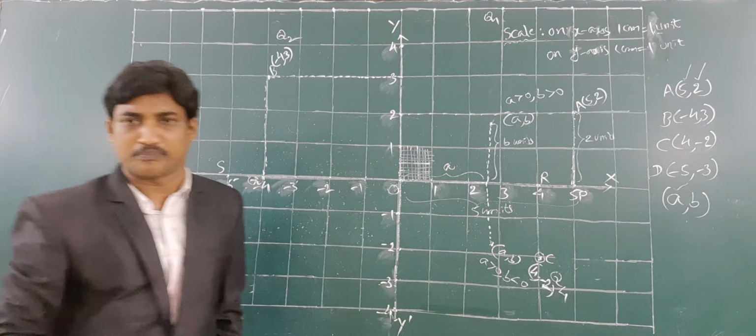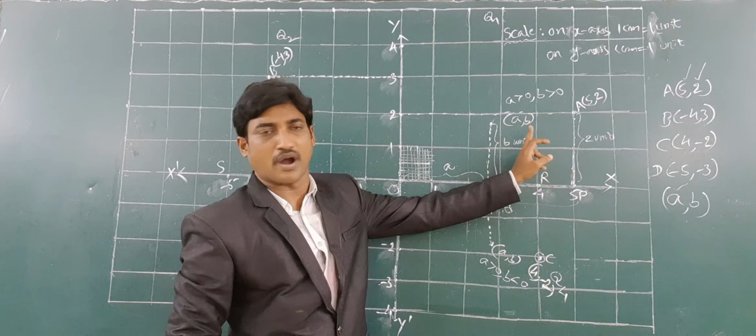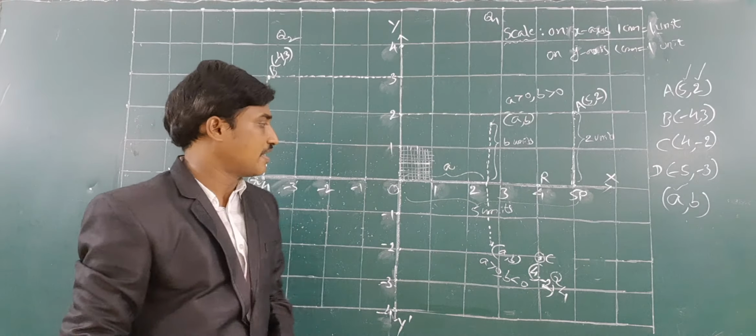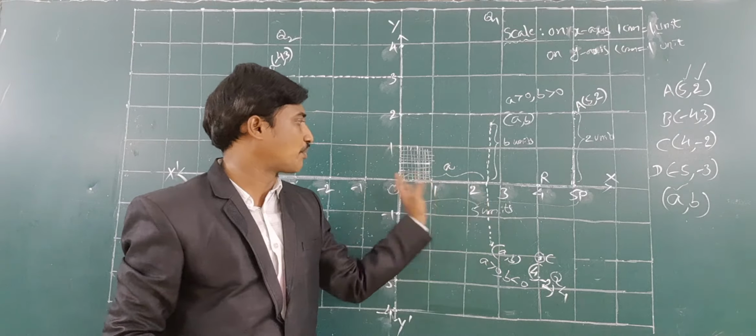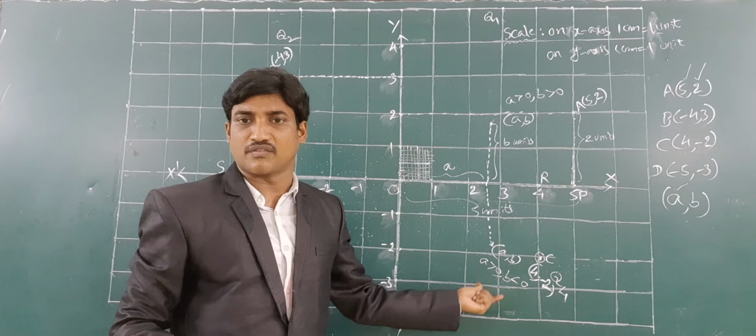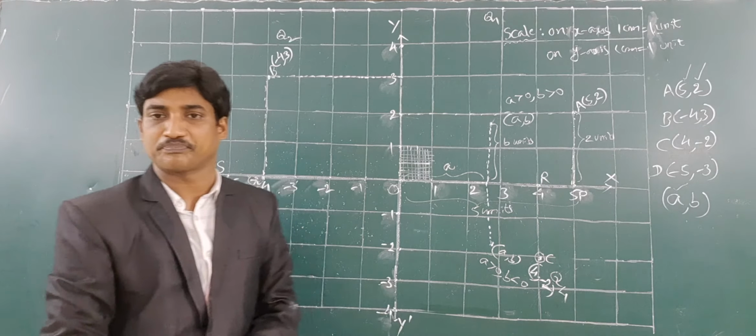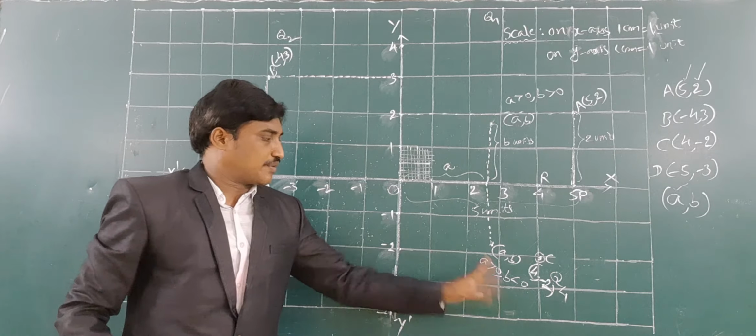B is negative. If A is positive and B is positive, then the point is in the first quadrant. If A is positive and B is negative, then the point lies in the fourth quadrant, Q4.